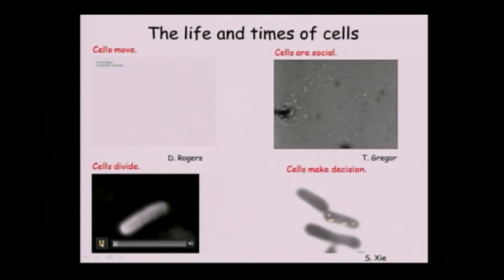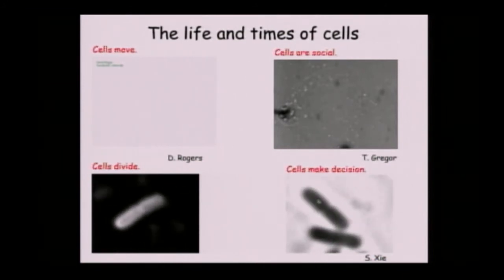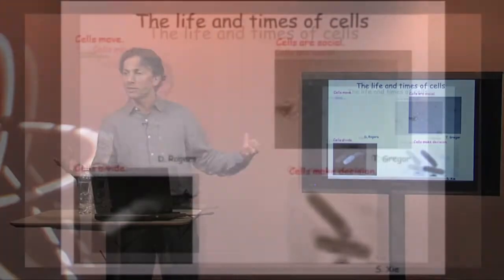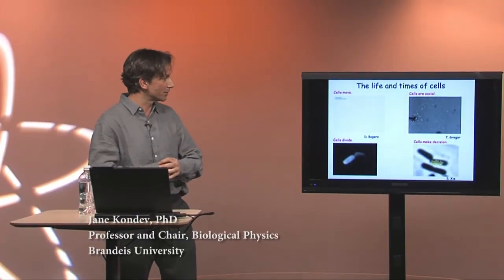One of the simplest things that cells do, and something that we still don't fully understand, is the fact that they divide. So here again is one of these E. coli cells, and what you'll see is that it will form a little septum in the middle, and it will break into two cells. So this is a process by which one cell becomes two cells.